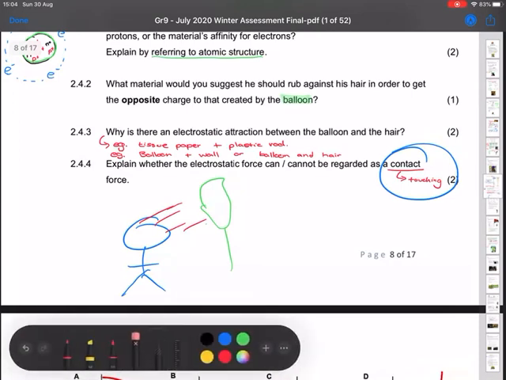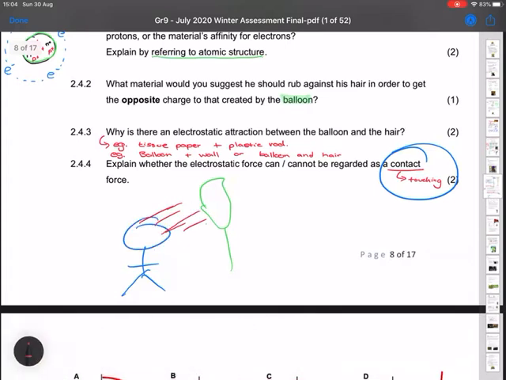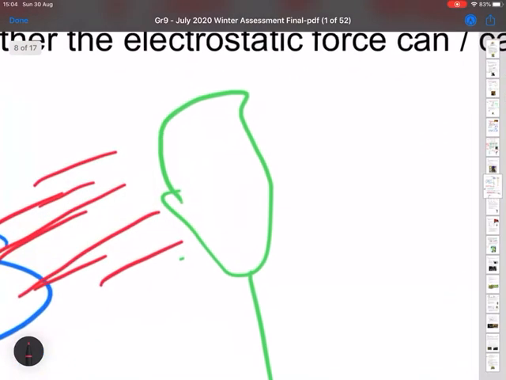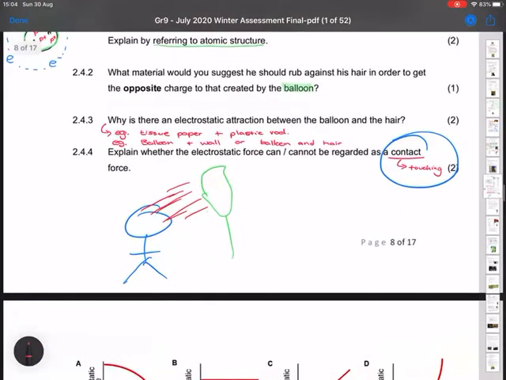Okay, so we've got the hair. Even though the balloon's not touching, the hair is still being attracted to the balloon. Okay, so it's not touching. If you look there, the hair's not touching the balloon, it's just close. But as you bring the balloon near, the hair starts being attracted to the balloon. So because it can act over a distance, it doesn't have to touch. If it acts over a distance, then it's a non-contact force.